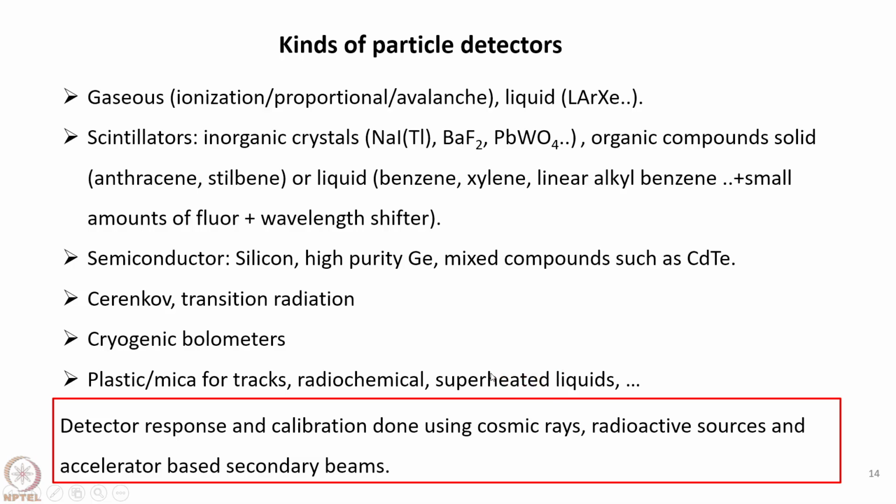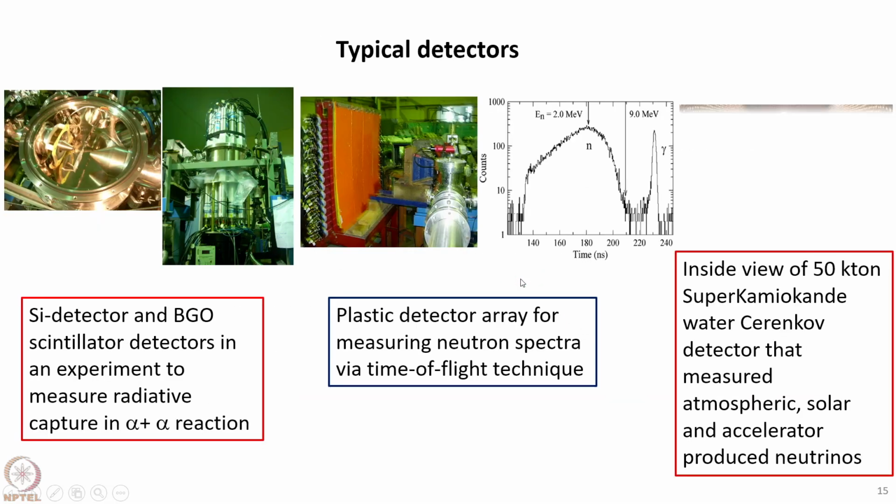Now, of course, an extremely important part of measurements with detectors is that you have to know the detector response and you have to calibrate it. Now, this can be done either using cosmic rays, radioactive sources, or accelerator based secondary beams. So, you quantify the response, and then of course you have to do calibration from time to time because detector response usually drifts very slowly, maybe a percent or a fraction of a percent or a few percent. So, it depends on the application.